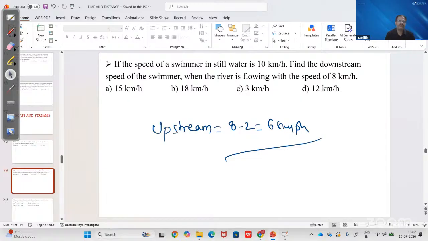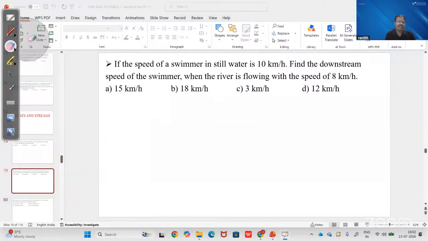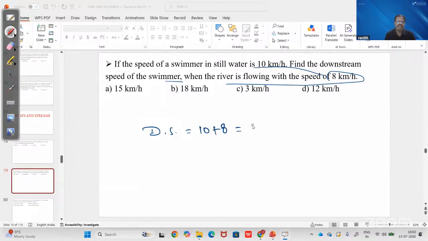The speed of a swimmer in still water is 10 kilometers per hour. Find the downstream speed of the swimmer when the river is flowing with the speed of 8 kilometers per hour. Downstream equal to still water and the current speed, so that will be 10 plus 8. Downstream means we need to add these two, 10 plus 8 equal to 18 kilometers per hour.